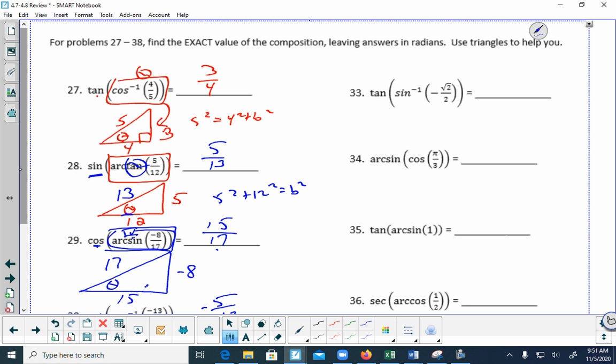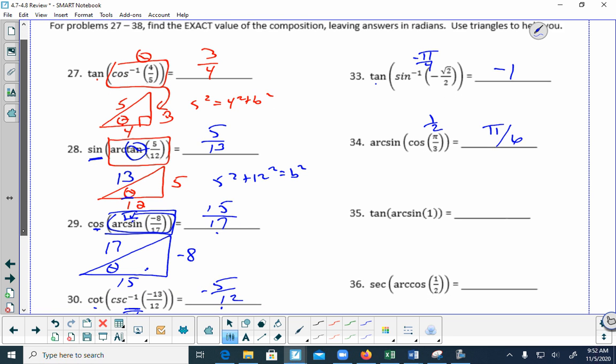Okay, this one, when is the sine equal to a negative square root of 2 over 2? Well, that's from my unit circle, so I really don't need to draw the triangle. That's going to be negative pi over 4. And what is the tangent of negative pi over 4? That's going to be a negative 1. What is the cosine of pi over 3? Well, that's going to be 1/2. When is the sine equal to 1/2? That's going to be pi over 6. If they're on the unit circle, no triangles necessary.